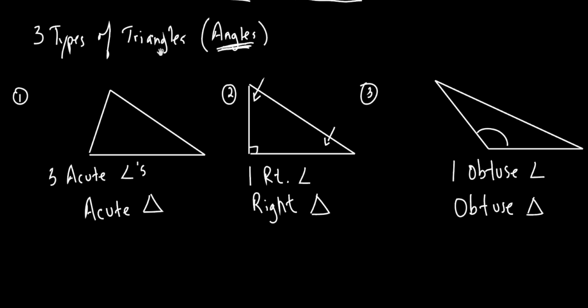So those are three types of triangles according to their angles. Now what I'm going to do are three types of triangles according to their sides. All right, so let's write that down. So three types of triangles. Do you mind if I put that for triangles instead of writing out the whole thing? Yeah. According to their sides.